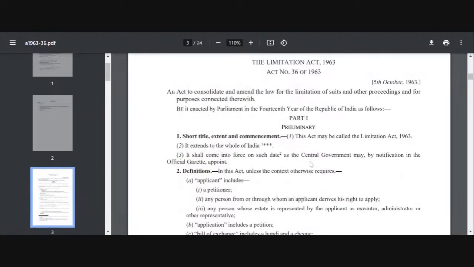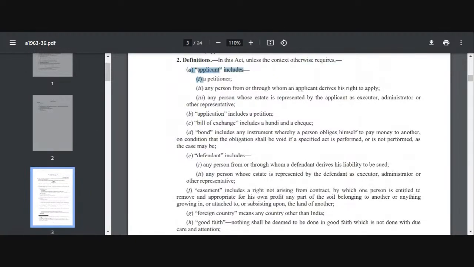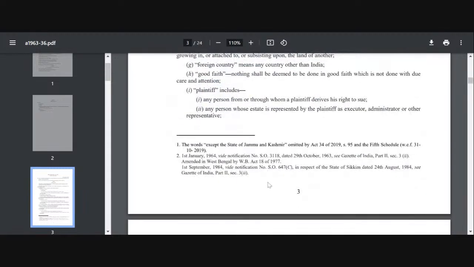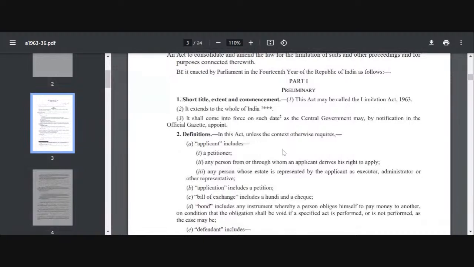Now coming to the sections, these are really important. I've already given you the important sections in the starting. When you see this 5th October 1963, what is this? This is the date on which it received its assent, right? And it was enacted, but it came into force on 1st January 1964. Remember that also.